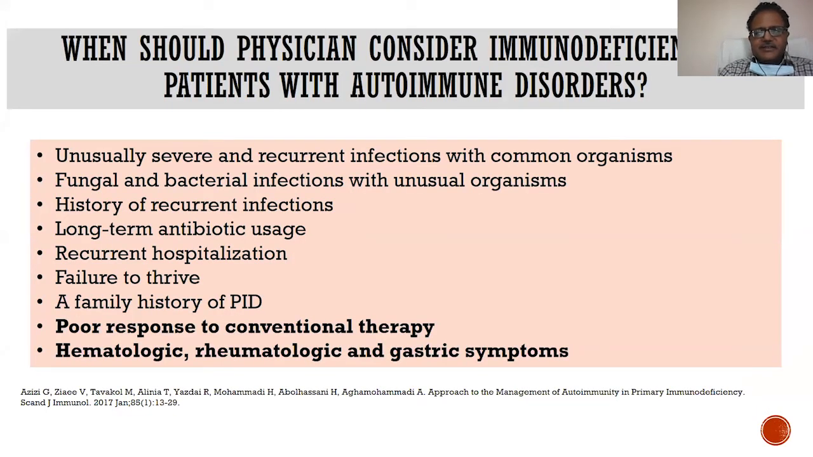So when should a physician consider immunodeficiency in patients with autoimmune disorders? It is difficult to discuss autoimmunity in a patient with primary immunodeficiency because most of you will probably not encounter many PIDs. So it is better to discuss PID in autoimmune disorders. A person with autoimmune disease who presents with severe recurrent infections, fungal and bacterial infections, or with unusual organisms, the same things I described earlier, a history of recurrent infections, long-term antibiotic use, recurrent hospitalization, failure to thrive, a family history of PID, and poor response to conventional therapy, in addition to having hematological, rheumatological, and gastric symptoms which are not a part of the disease, like an SLE patient having certain manifestations which are not very common, that should alert you to the presence of a primary immunodeficiency disorder in a person with autoimmune disease.